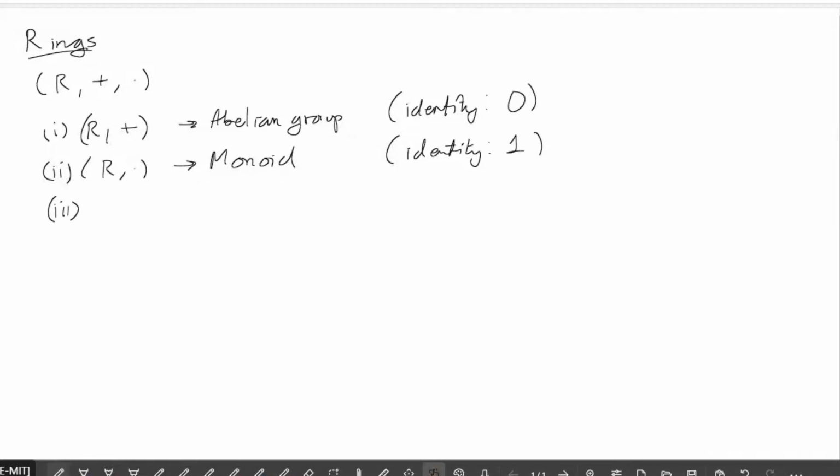And then the multiplication distributes over the addition from both sides. Again, we will not write that dot explicitly every time. I'll just use juxtaposition to denote multiplication, for all a, b, c.